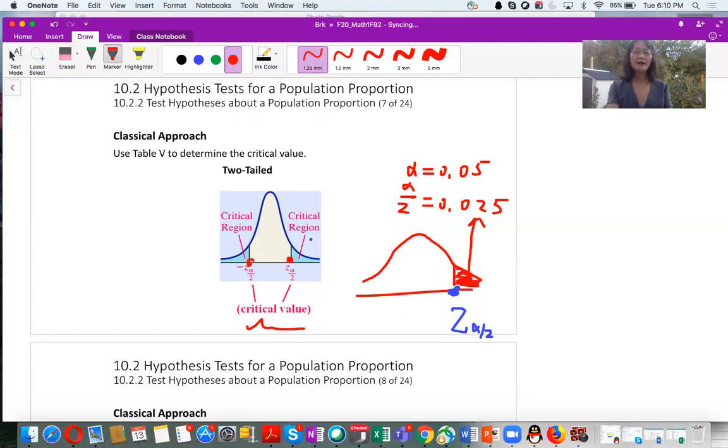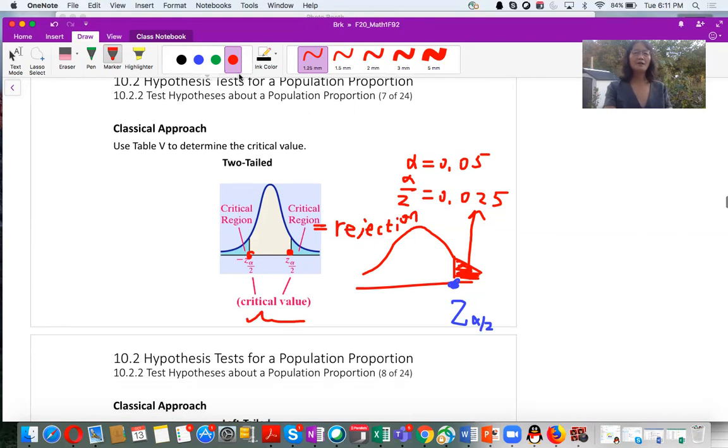The critical region has another name, rejection region. Anything inside the critical region or rejection region, we reject H0. So the critical value decides the critical region. Critical region is the same as the rejection region. Anything inside the rejection region, we reject H0.